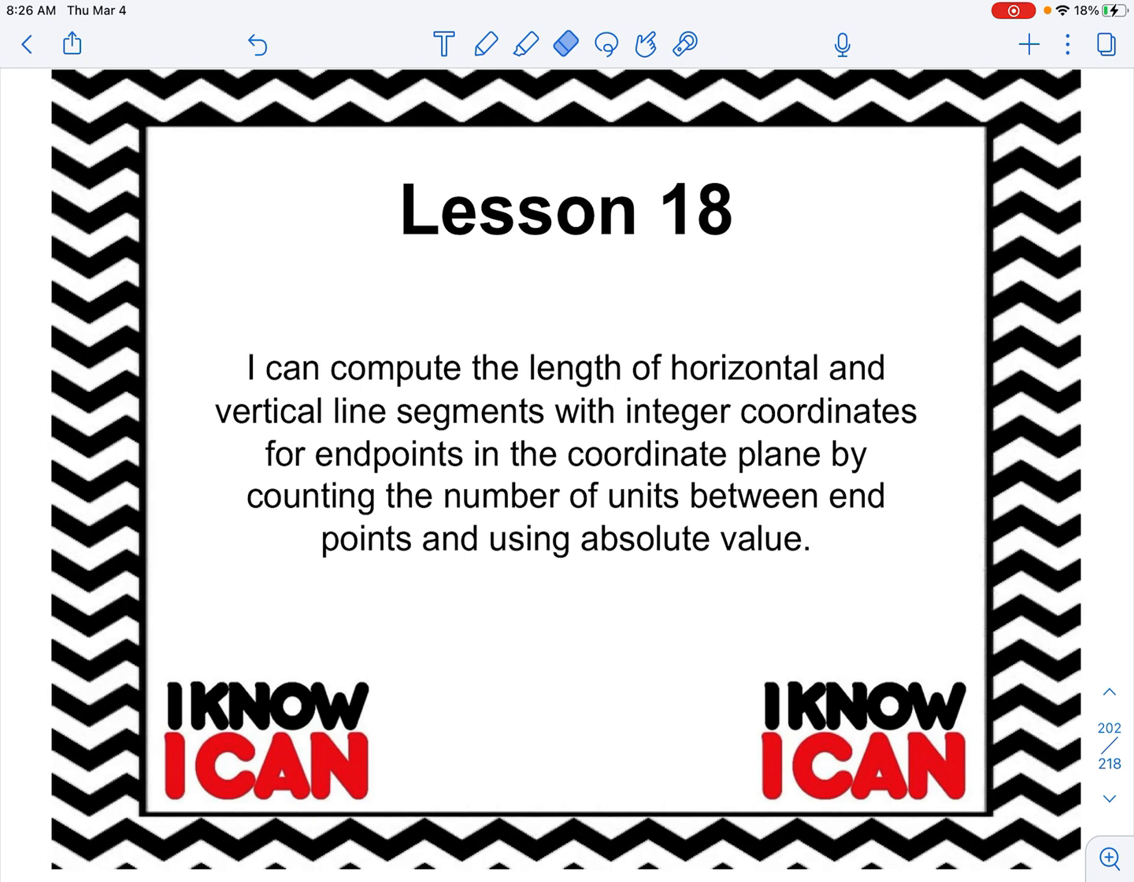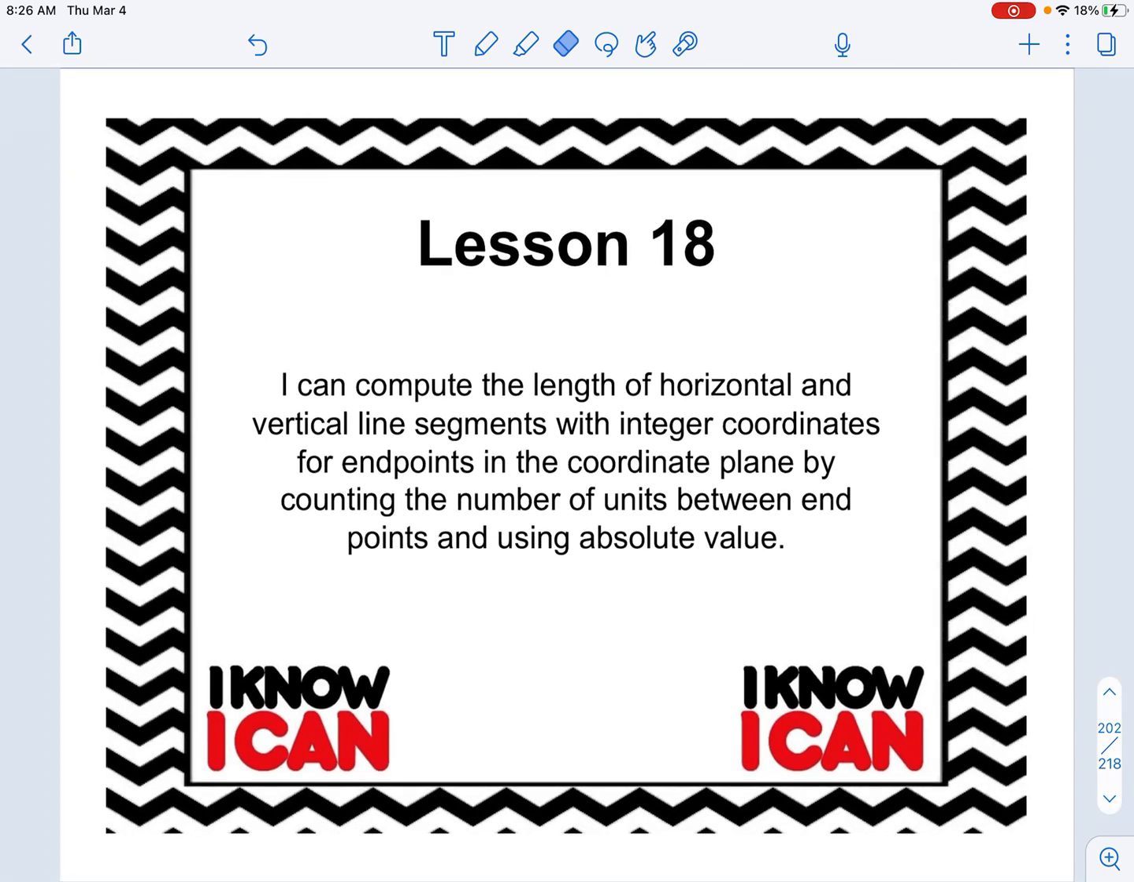Today's lesson objective tells us: I can compute the length of horizontal and vertical line segments with integer coordinates for endpoints in the coordinate plane by counting the number of units between endpoints and using absolute value. So they're going to give us some ordered pairs, and we're going to have to find the distance between those two ordered pairs. I have attached a blank coordinate plane that you can use to help you answer some of these questions.